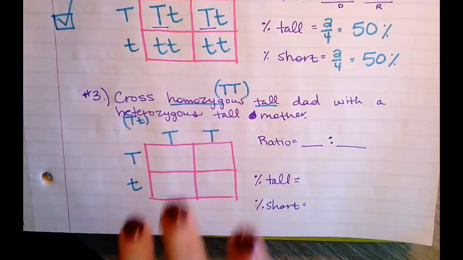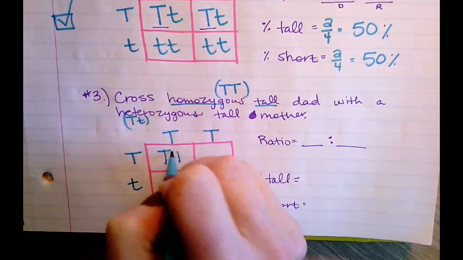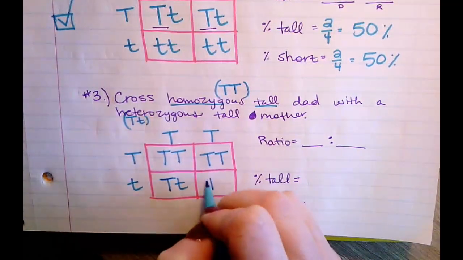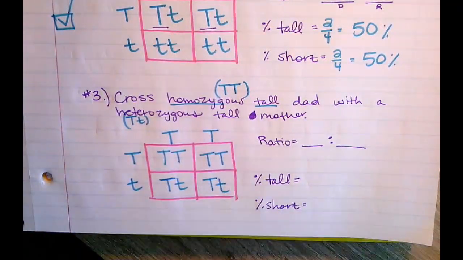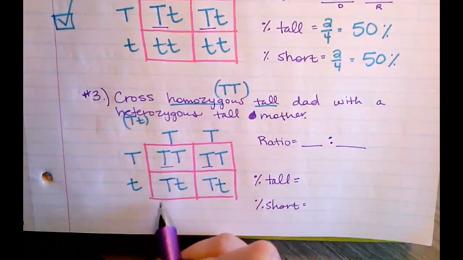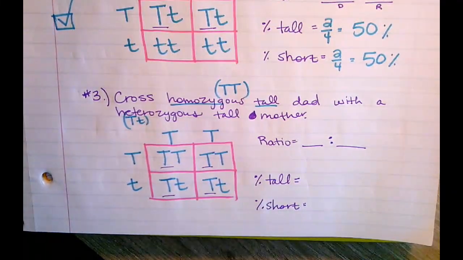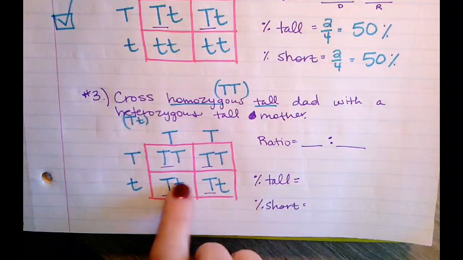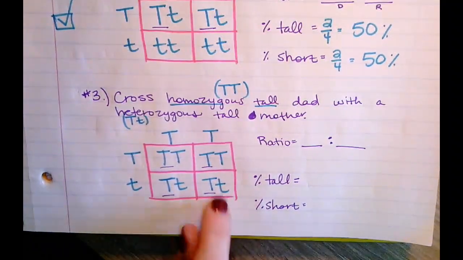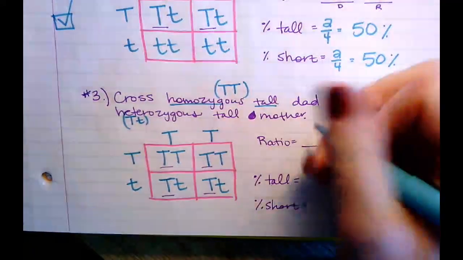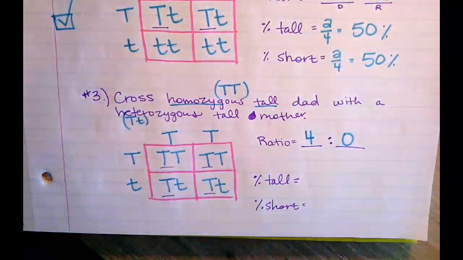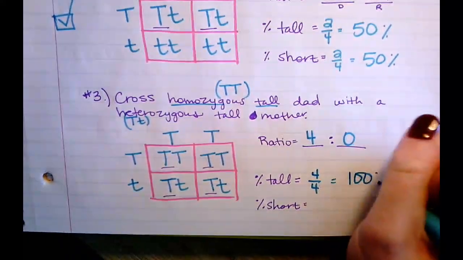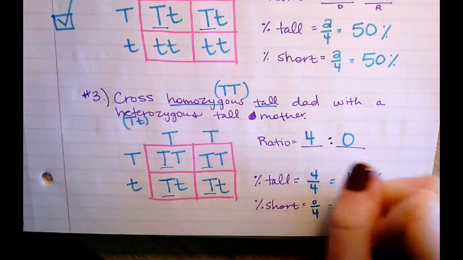Okay, so this time we're going to cross them. So big T, big T, big T, big T, big T, little t, and then big T, little t. Go through and underline the dominant. Okay, now some of these are homozygous dominant, but some are heterozygous dominant. So they can still carry the short gene. These can't, these just have all tall genes. But we would get it just like number 1, a 4 to 0 ratio. So percent tall would be 4 out of 4, which is 100%. And short would be a 0 out of 4, which is a 0%.